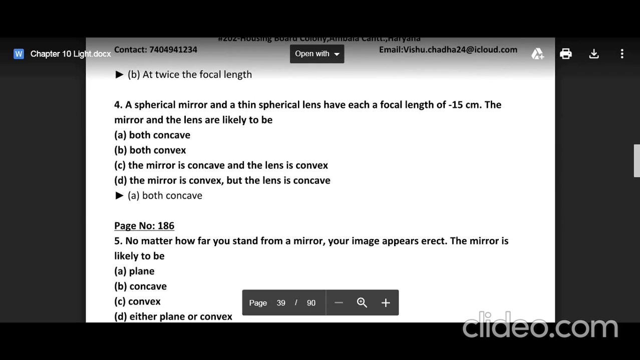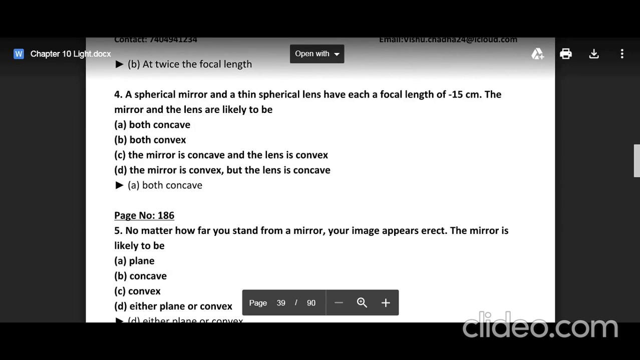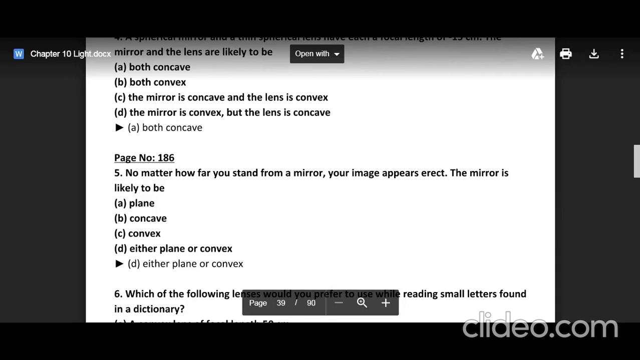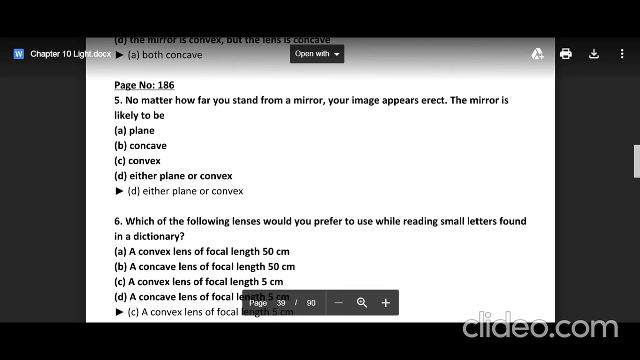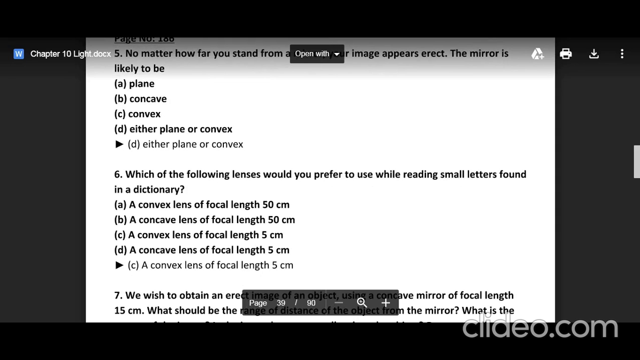A spherical mirror and a thin spherical lens have each a focal length of -15 centimeter. The mirror and the lens are likely to be concave, obviously, because it has a minus focal length. No matter how far you stand from a mirror, your image appears erect. This mirror is likely to be plane, concave, convex, either plane or convex. It's either of them because your image appears erect in both the cases, in both the mirrors, right? Either it's plane or convex. So you can use any of them at your home as well.